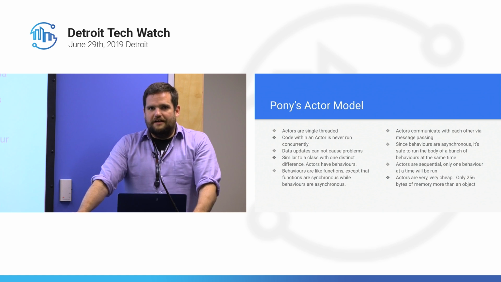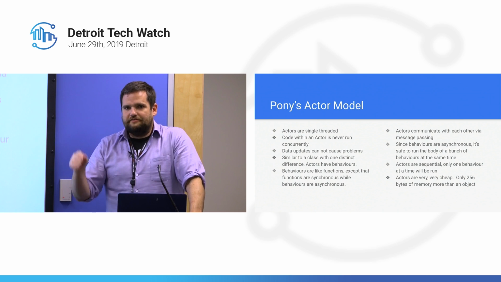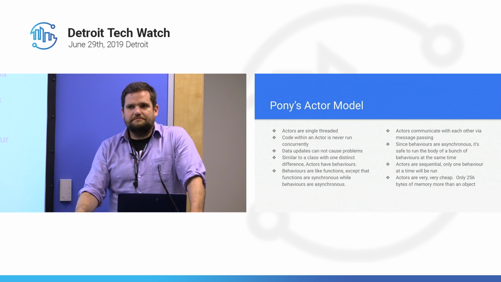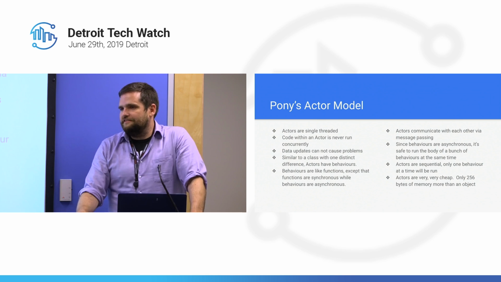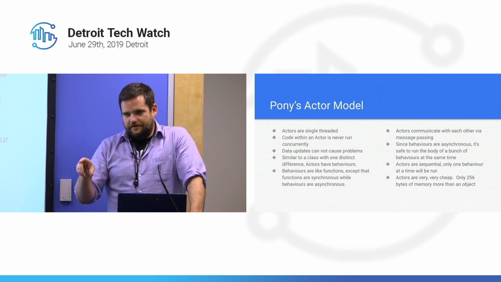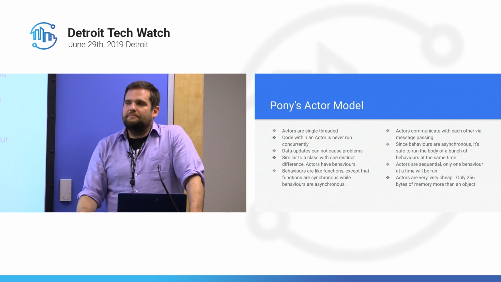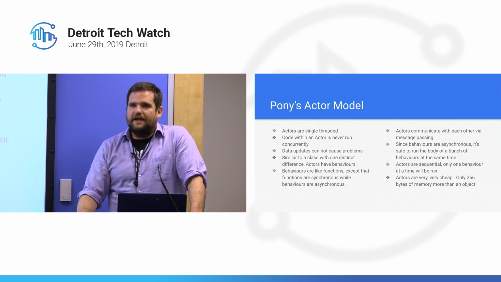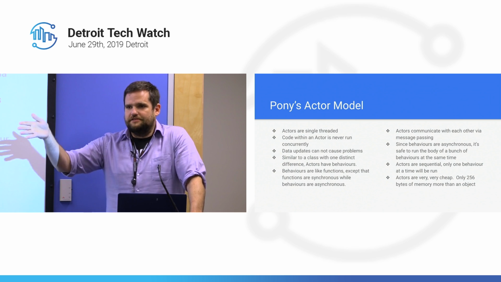Pony is object-oriented, so actors are similar to classes, if you're familiar with classes in traditional object-oriented programming. The only difference, and this is where the communication with the actors comes in, is that actors have what are called behaviors instead of functions. Well, you can have both, but they have behaviors. Behaviors are run asynchronously. So if you need to communicate with an actor, you pass it a message, saying, hey, I need you to do this.